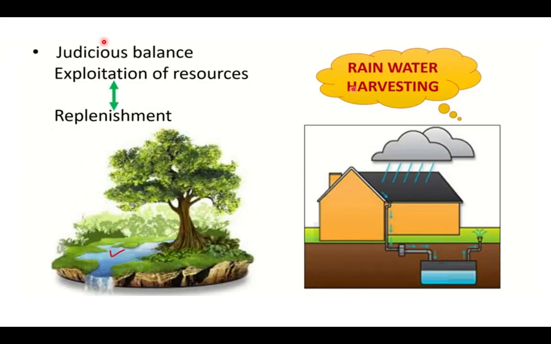Next, judicious balance should be maintained. Judicious balance means that if exploitation of the resources is done, replenishment is to be done. So, if the trees are cut, plantation should be done again. Or if water is continuously used up, rainwater harvesting should be done. In such a way, replenishment can be done.